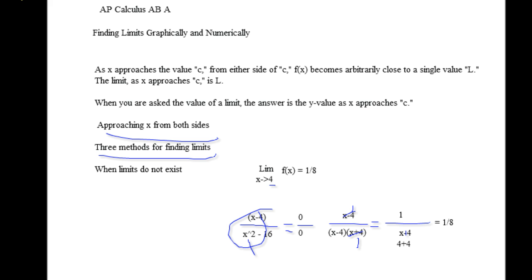You can also look at tables, plug in values, or look at the graph. Those are the three methods for finding limits. Limits do not exist at discontinuities, point discontinuities, or sharp corners, like I talked about before. When we're looking at a continuous graph, we want something that doesn't have sharp corners, that has nice smooth corners.